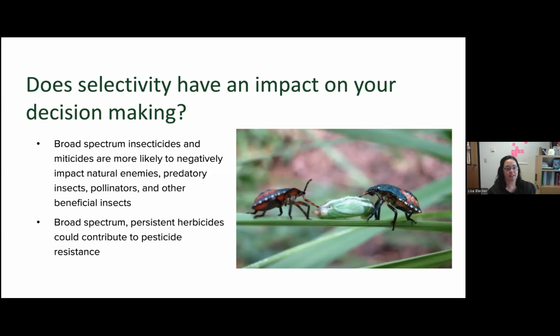So broad spectrum and persistent herbicides can also contribute to pesticide resistance. This word persistent is important. It's something that lasts in the environment a little bit longer. And you'd have to get context clues from your label. Like if you can reapply a pesticide every week, it's not persistent. If you can only apply it once in a season or twice in a season or once every 2 months, then it's persistent. It means it just lasts in the environment longer. So it's good for control, but it also makes it more prone to moving off site in the environment or harming non-target species. When I say non-target species, it's the thing that's not a pest, the thing we're not trying to kill.